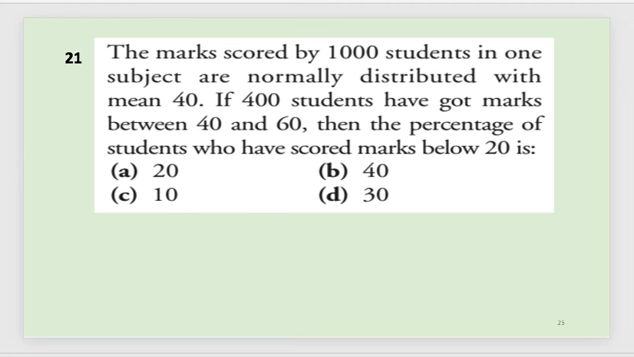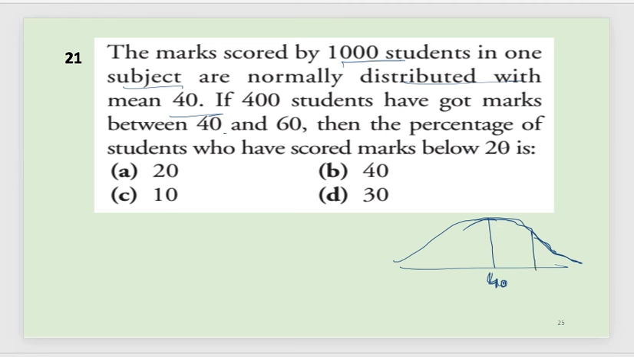Question 21: marks scored by 1000 students in one subject are normally distributed with mean 40. If 400 students have got marks between 40 and 60, what is the percentage of the students who scored marks below 20? Since they gave us normally distributed data, the curve of the marks must be bell shaped. They said that the mean is 40, so mark 40 is the mean, the central value. Next, they gave us that 400 students got marks between 40 and 60.